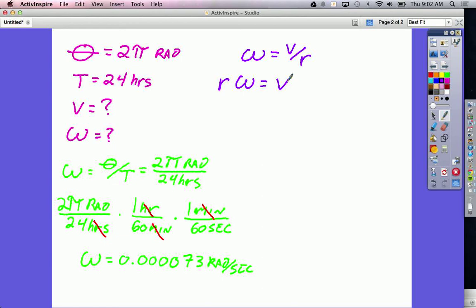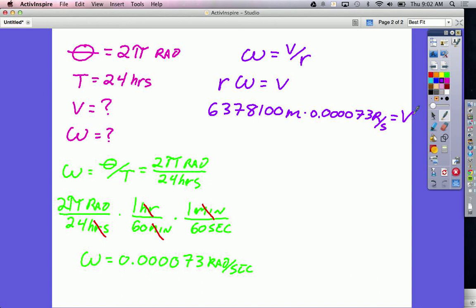So now I've got to plug in my numbers. I know that the radius of the Earth was given to be a very large number, which is 6,378,100 meters. So 6,378,100 meters is the radius of the Earth. Very, very big. The angular speed, which we just figured out, was 0.0000073 radians per second. Abbreviate to r over s just for the space.